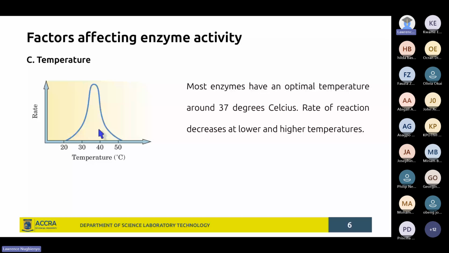They have specific enzymes that are active at those temperatures. But we don't have to worry about those organisms. If we get in contact with them, you don't have to worry, because our body temperature is 37 degrees Celsius.